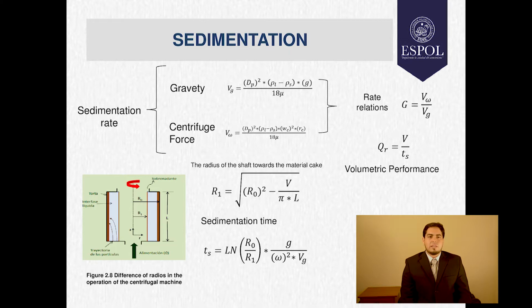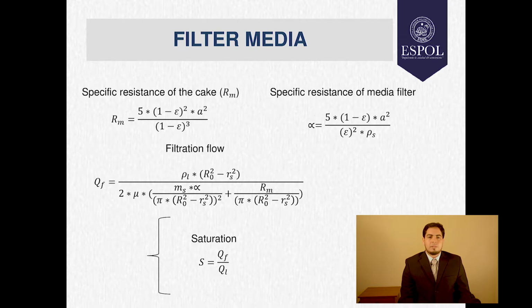In the slides, we can see the equations to calculate the sedimentation speed, the sedimentation time, and the sedimentation capacity of the machine. After sedimentation, the basket should filter the water, but not all the water can be filtered at the same time. This phenomenon is caused by the resistance of the material and the filter media. So to calculate the flow that is filtered, we have to use these equations.